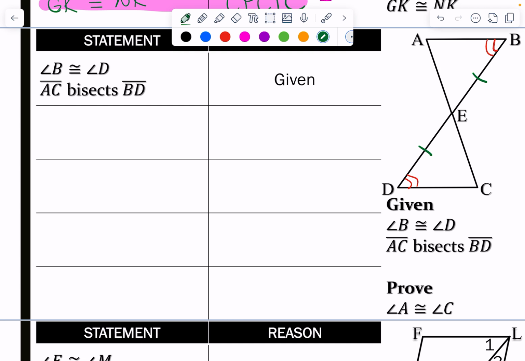Or angle, angle, side. So if you notice on those, we want to look, is there a way to get another angle or another side? And there is. I have this middle angle right here, and that is from vertical angles. So when we look at this then, we're just going to start with the side. So we're going to go BE is congruent to DE. Why? And that is the definition of a segment bisector.